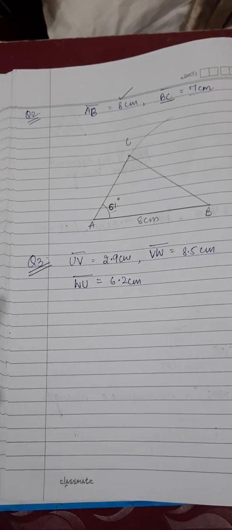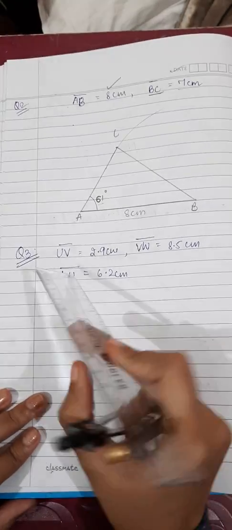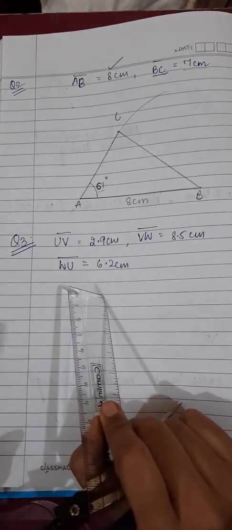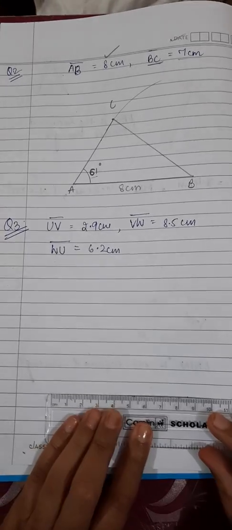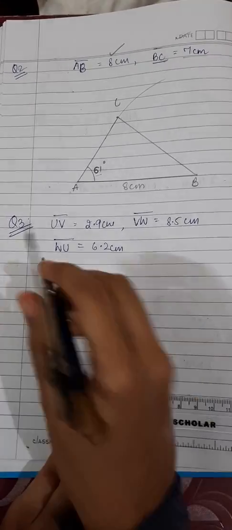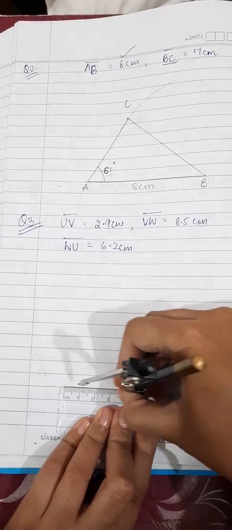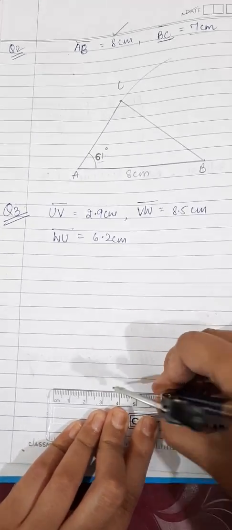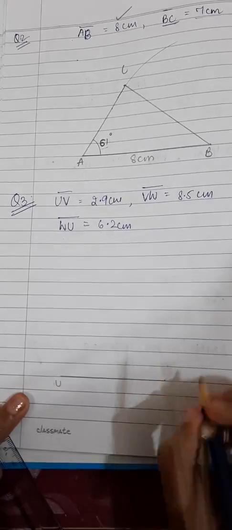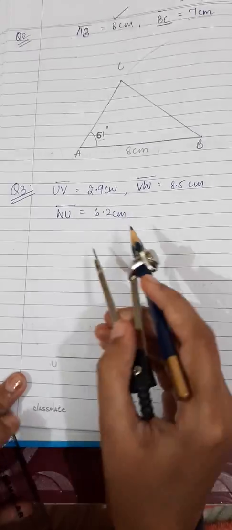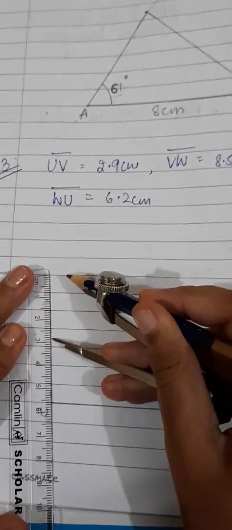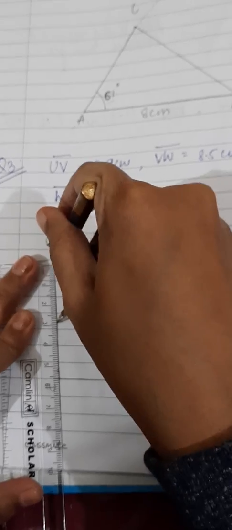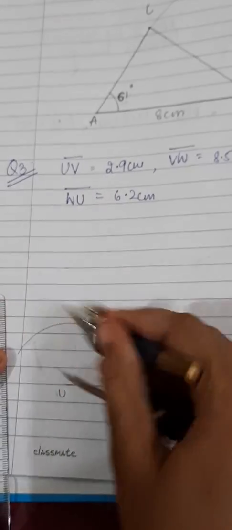Let's do question number 3. In this question number 3, we have been given 3 sides of a triangle and we have to frame a triangle UVW. Now we have 3 sides. Let us construct it. Firstly, you can take any of the sides. I am taking UW, 6.2. So I am going to draw like this, U and W. Now on this point U, I have the line UV which is 2.9. So I am going to open up to 2.9 and make an arc like this.